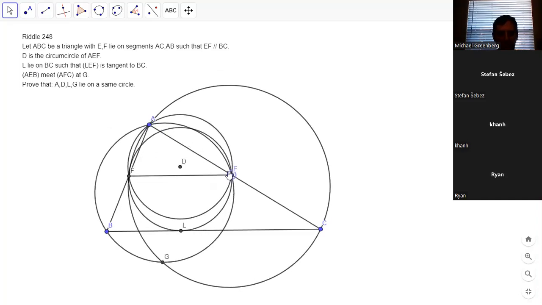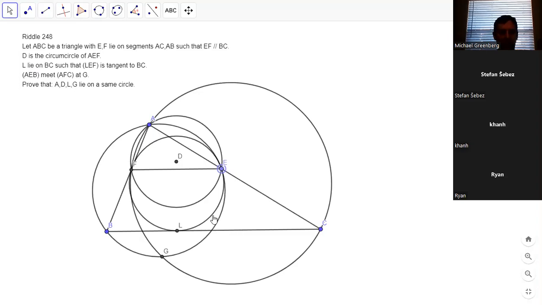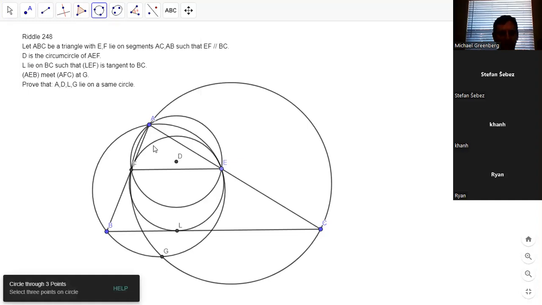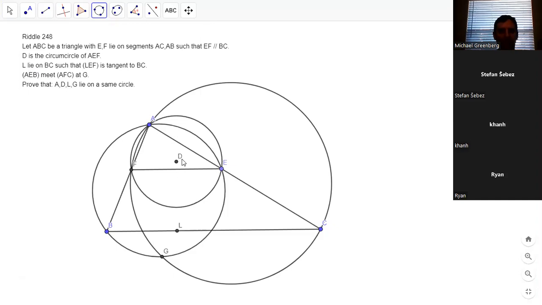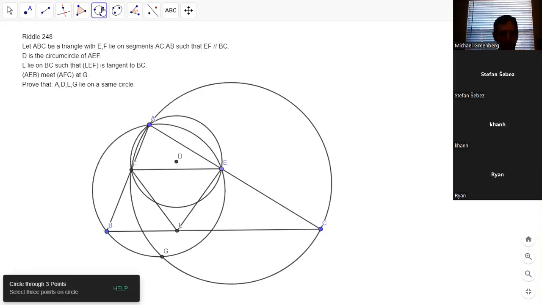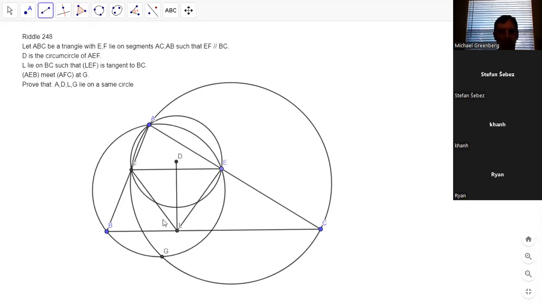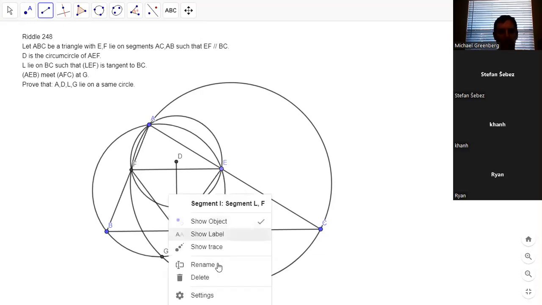It's interesting. I think you can just hide the circle LEF since L is just on BC such that LE equals LF. Yeah, I agree. So I don't know the best way to draw this, but yeah. Or I could just say it's the perpendicular from B to EF meets BC at L. That might be an easier way to do it.